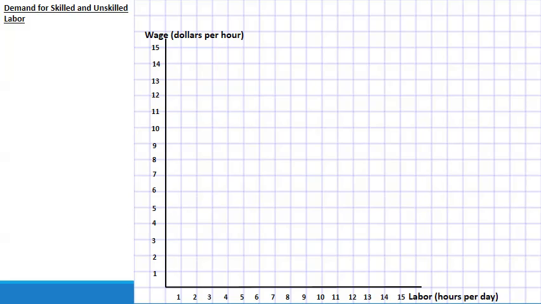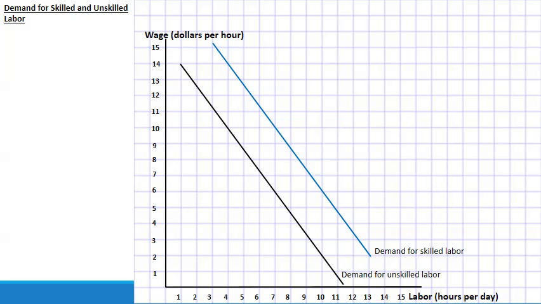So we're going to begin with demand, and we're going to look at the demand for skilled and unskilled labor. What is the difference in terms of the demand for these types of workers? Here's our demand for unskilled labor. Here's the demand for skilled labor. Notice there's a higher demand for skilled labor than there is for unskilled labor. In terms of the number of hours worked per day, they both work 7 hours, but notice the difference, of course, in the wage.